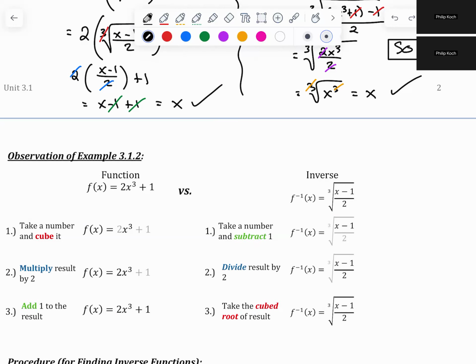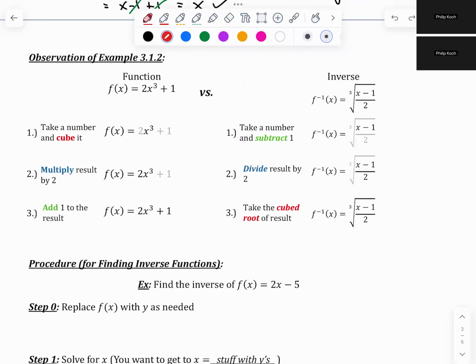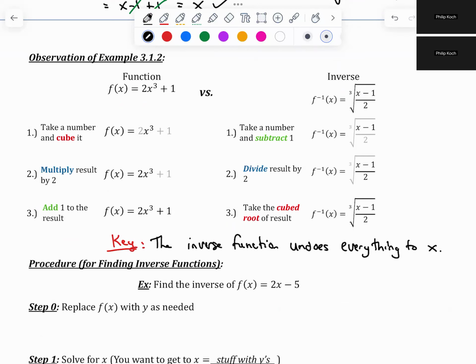So the point, the key, the inverse function undoes everything to x. So it basically goes backwards. It goes in the backwards direction with the opposite operation, right? Cubing at the first step for f, cubed rooting for the third step of f inverse.